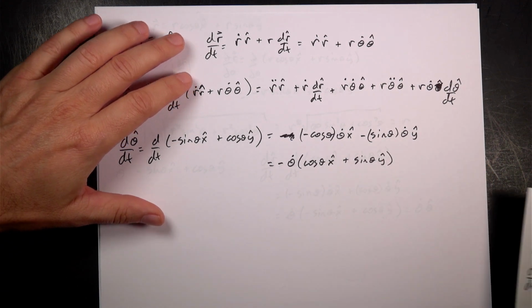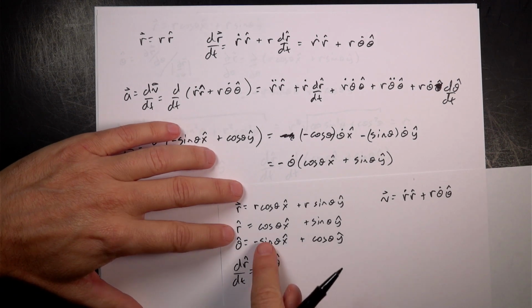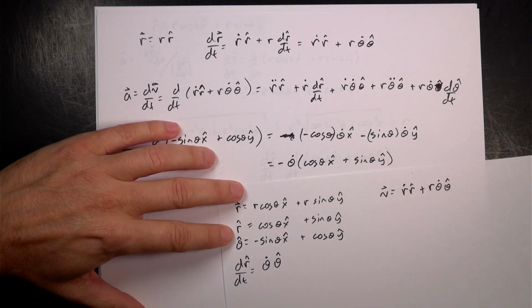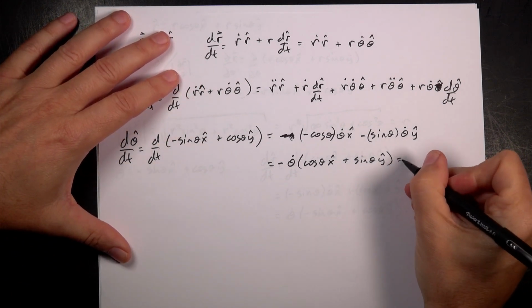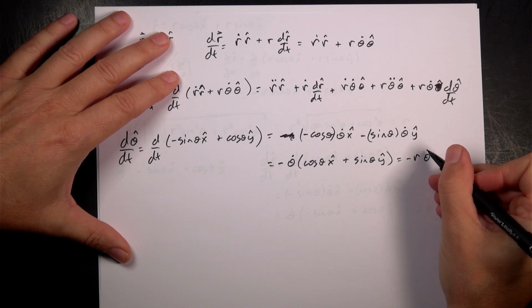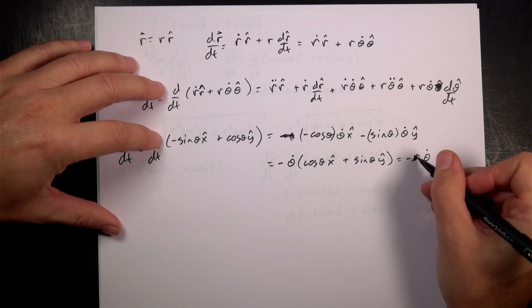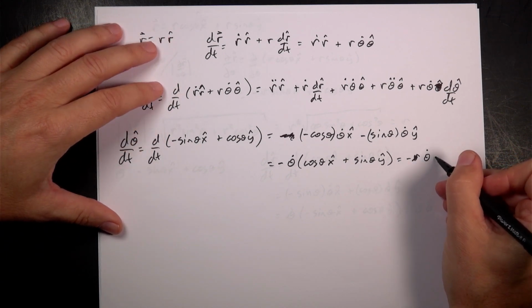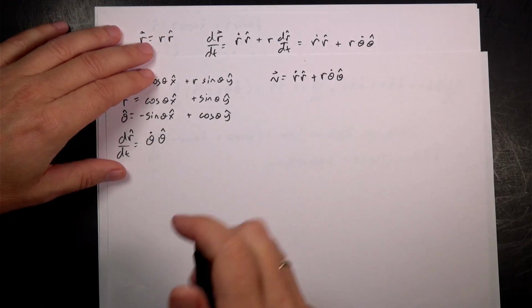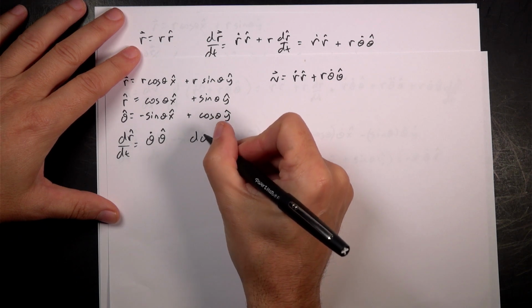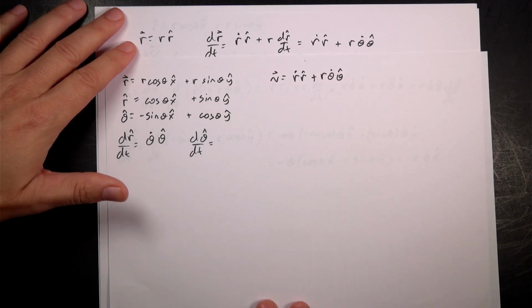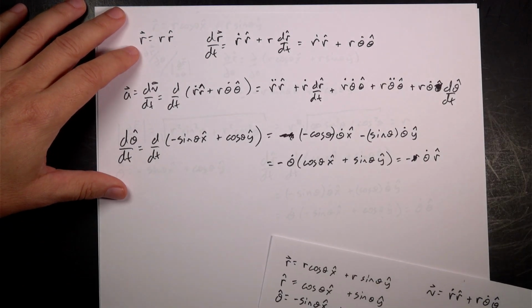And look at this. R hat. So I get negative theta dot r hat. Where did I put the r there? No, just negative theta dot r hat. So let's put that up here. d theta hat dt is negative theta dot r hat.